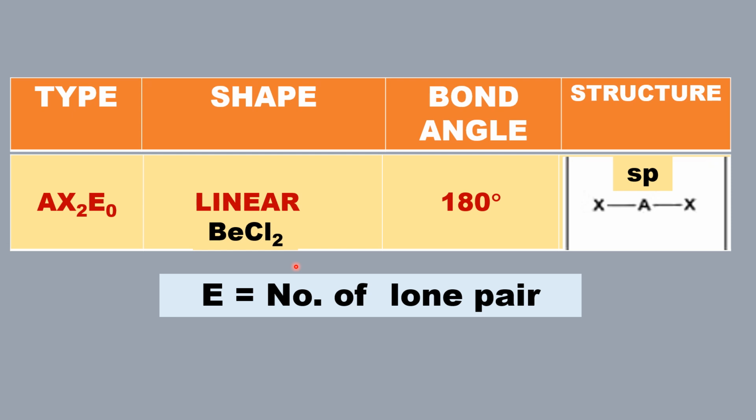This is again linear molecule, 180 degree, and the central atom is sp hybridized. Therefore, the geometry is 180 degree. In this, only one type is possible. Okay, let us see the AX3 type now.